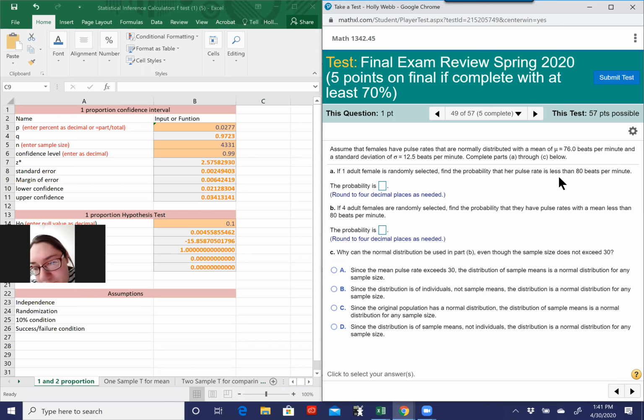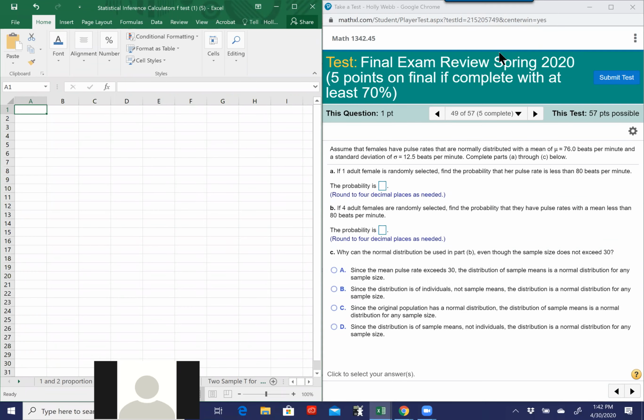So this is actually a 6.2 question, and I would draw a picture of a normal curve. So let me pause recording for doing it. Okay, so I'm recording now. We're going to draw a normal curve because this says that pulse rates of females are normally distributed. So here's my bell-shaped curve. Normally distributed pulse rates with a mean of 76. So 76 is right in the middle.